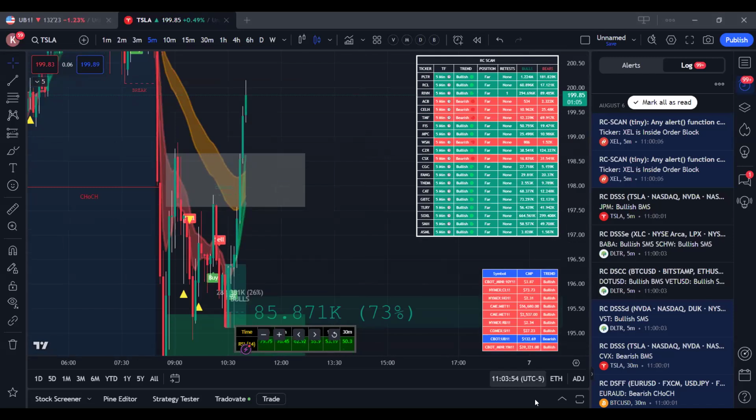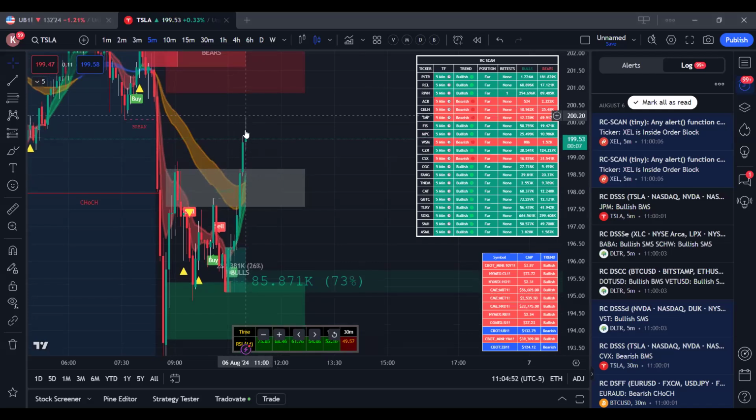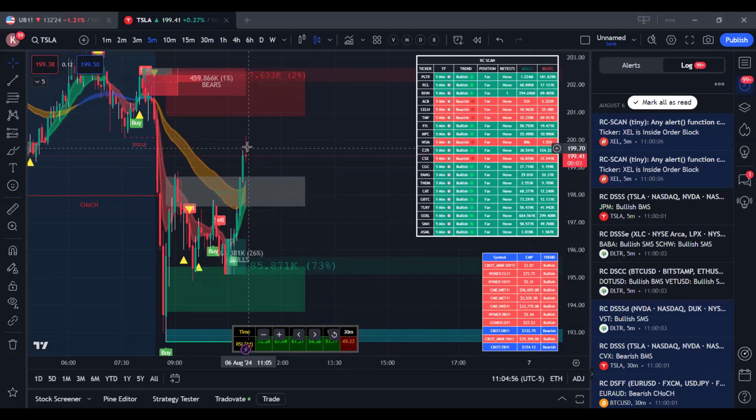$200 done on Tesla. Nearly it made $300 with 10 contracts. No, we can wait until it touches this one.